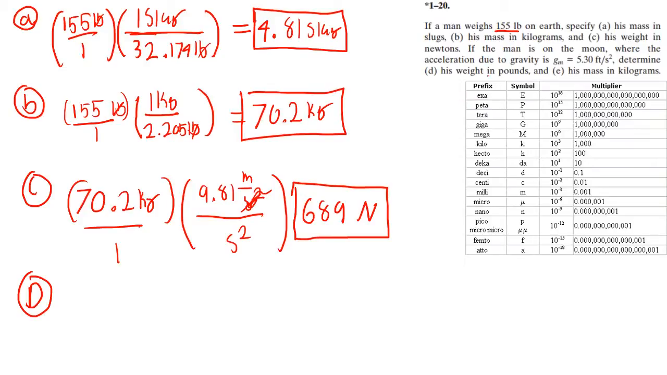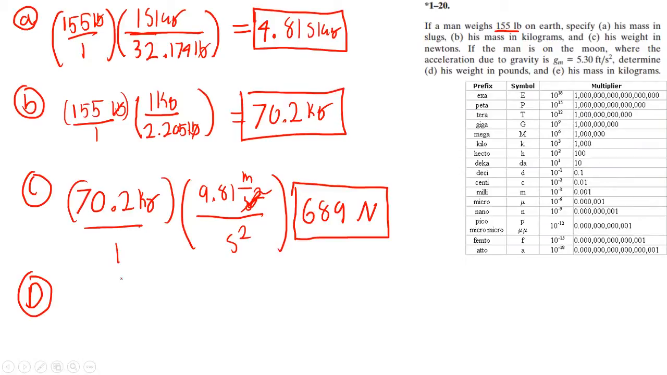If the man is on the moon, where the acceleration due to gravity is 5.30 feet per second squared. Notice how I didn't put it in meters because I hate them. So now we have to determine his weight in pounds and his mass in kilograms. I'm not quite sure how the answer key determined this, but I'll show you how I'm going to determine this and how it's the superior way.